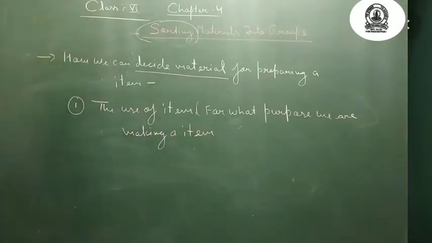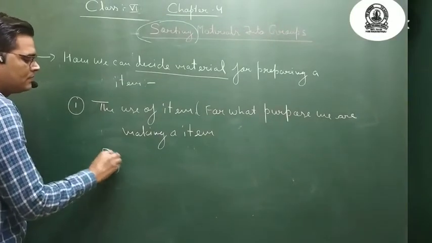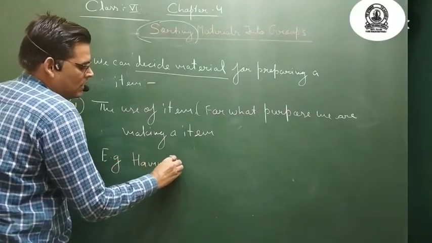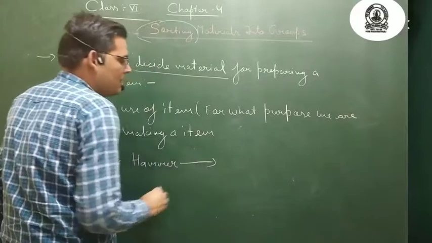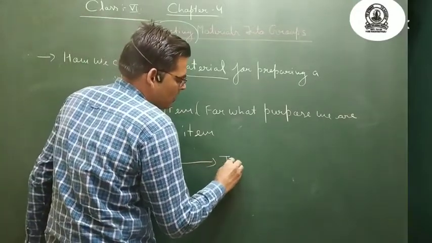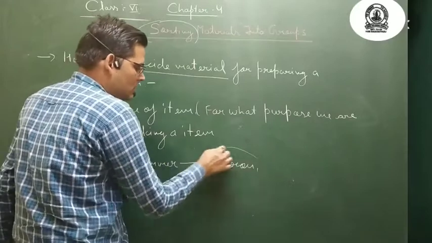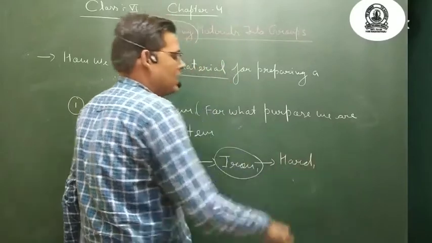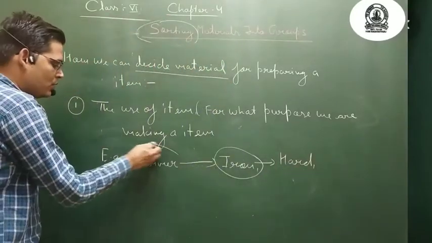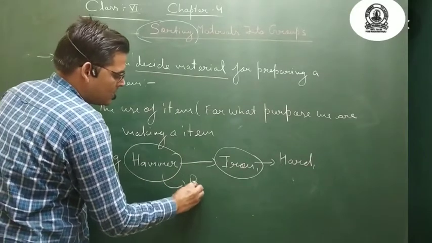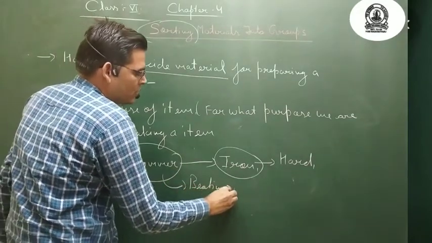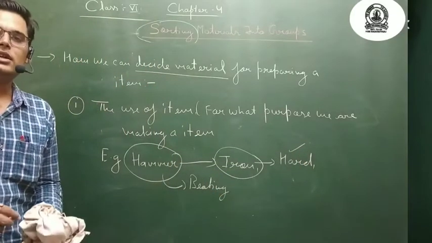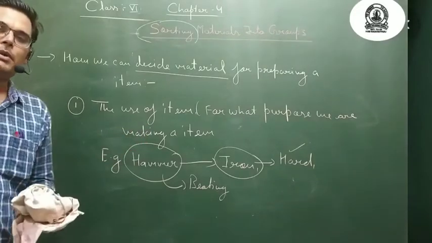Let us consider an example for this. If we want to make a hammer, we can make it from iron, because this hammer should be hard and iron is hard. This hammer is used for beating purposes, so it should be hard, and iron is hard in nature, so we can use iron for preparing our hammer.